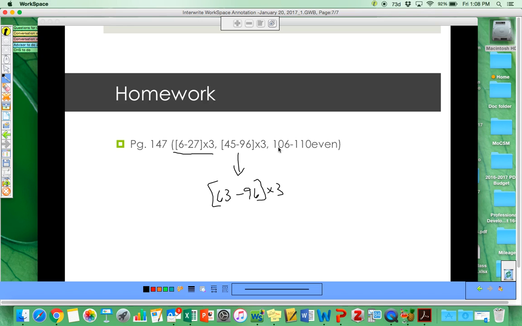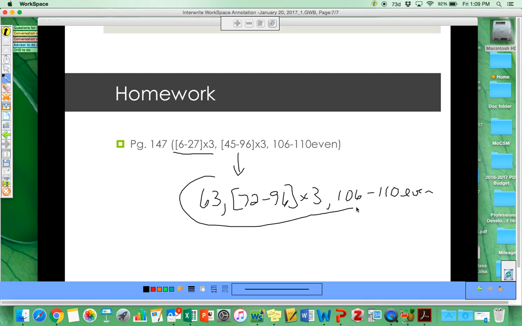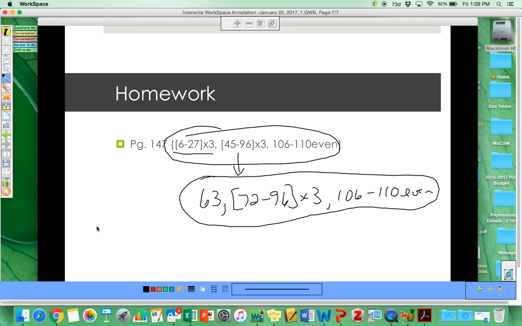Actually, hold on, let me change that. You need to do 63 because I already assigned you 66 and 69. And so then you can pick up at 72 through 96 by 3s. And then the 106 to 110 even. All right, so this is what you are doing if you had already done what I previously assigned. If you did not do what I previously assigned, you get the whole thing. This is all due at the beginning of class, next class period.